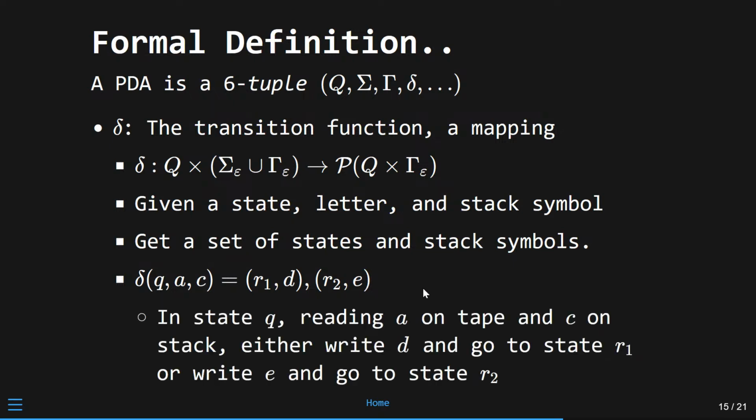Okay. In state Q, while reading A on the tape, and while reading C on the stack. Tape and the stack in two different places. There are two possibilities I can do in the future. Either I can update my state to R1 and write D to the stack, or I can update my state to R2 and write E to the stack. Those are the two possibilities. That's what this means.